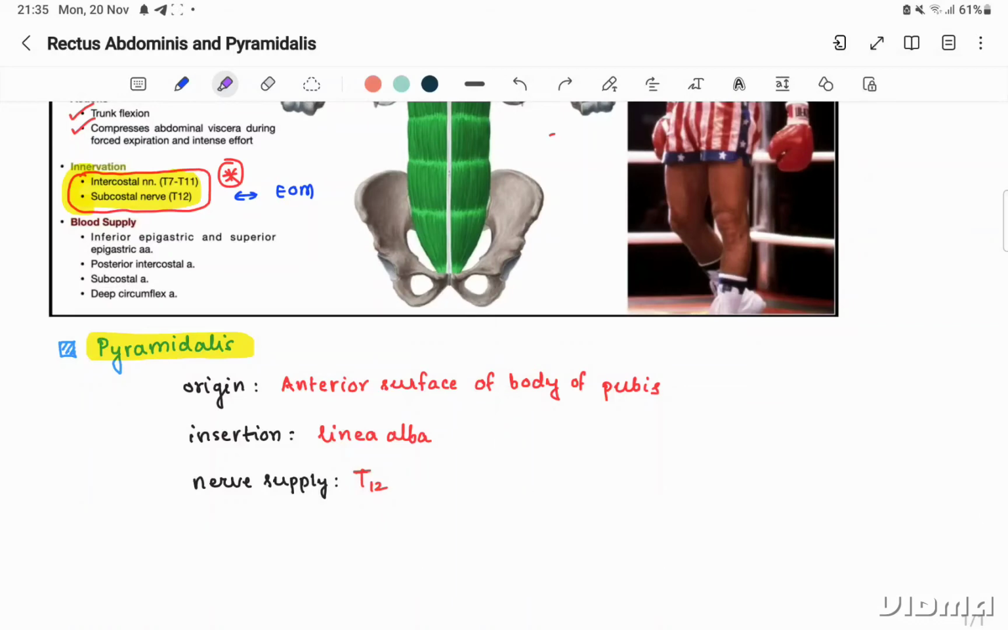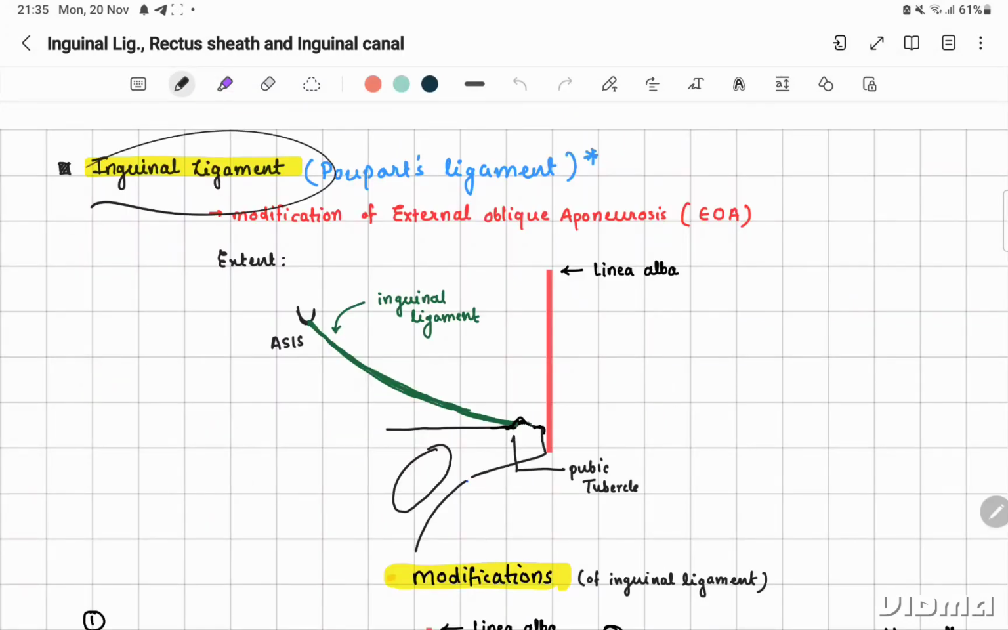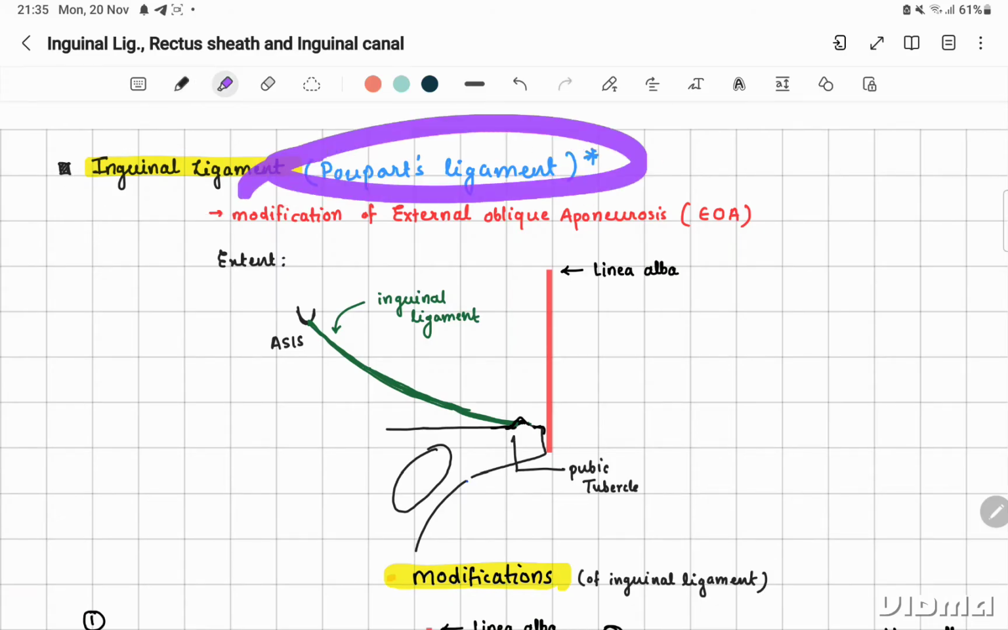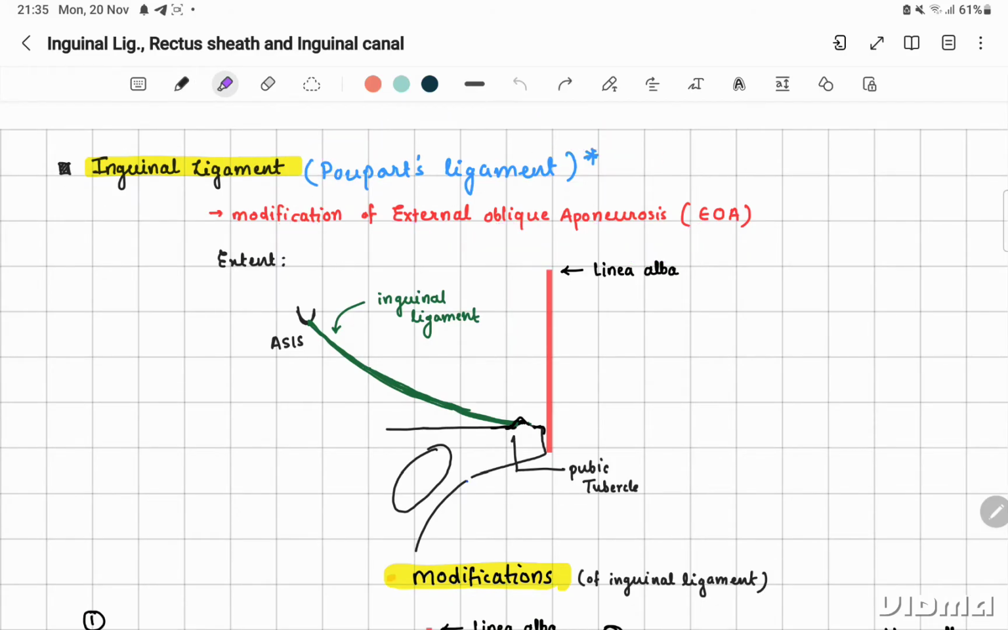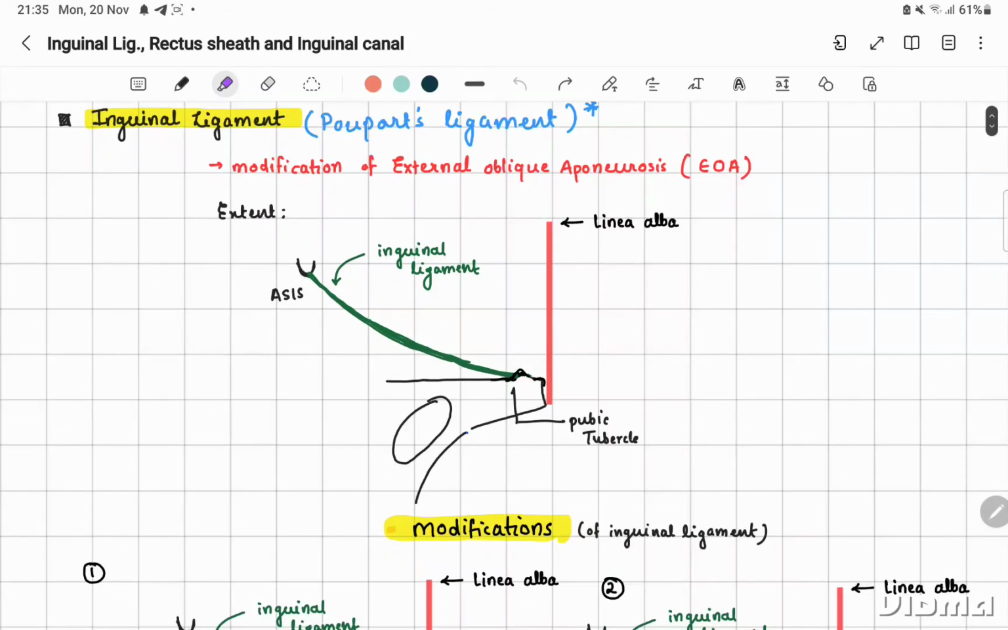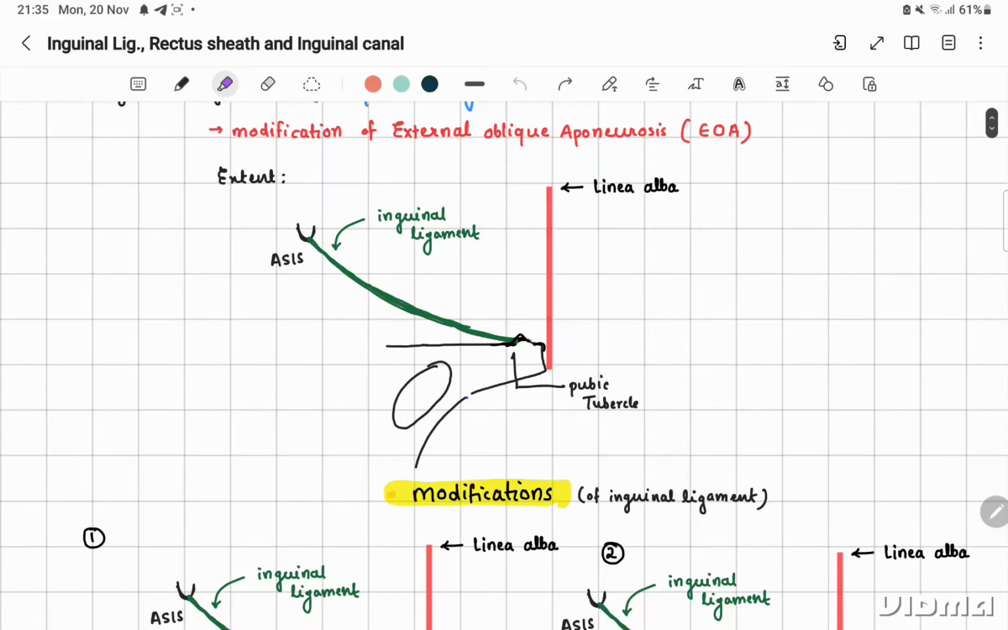Let's move on to the next concept. Let's discuss the inguinal ligament. The inguinal ligament is also called Poupart's ligament. It is a modification of the external oblique aponeurosis. Just pay attention. This is the linea alba. This is the pubic tubercle. And this is the ASIS. So from the ASIS to the pubic tubercle, you have the inguinal ligament.